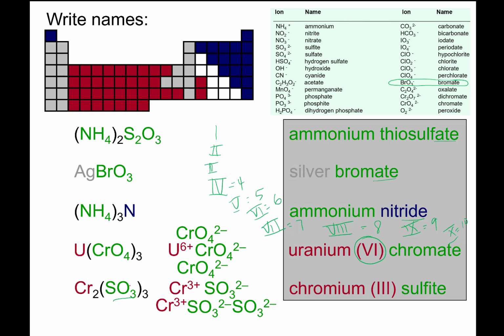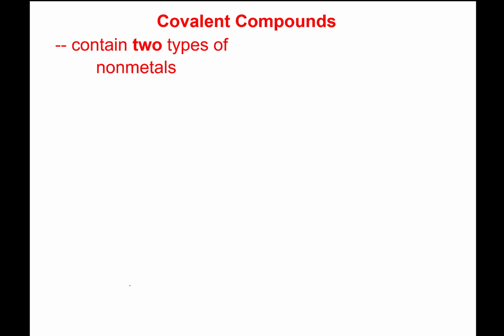So that's it for naming our ionic compounds. I know there's a lot of rules and different things to pay attention to, so it's really important that you practice. And if you have questions, please make sure you ask questions. Now let's look at covalent compounds.